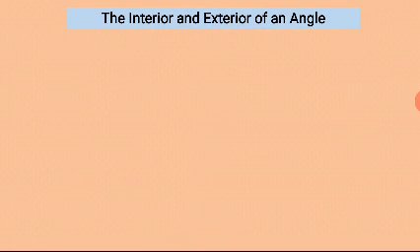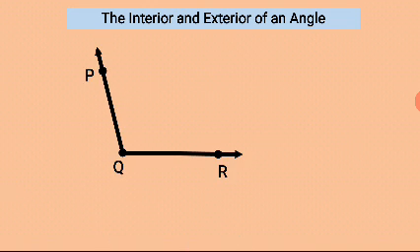Now we learn about the interior and exterior of an angle. When we draw any figure, we use a plane, because we can't draw any figure without a plane. Plane means pratal, a flat surface. So when we draw the figure of an angle, the figure of the angle occupies some place of the plane.